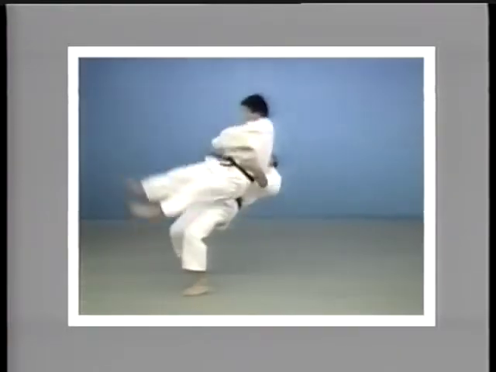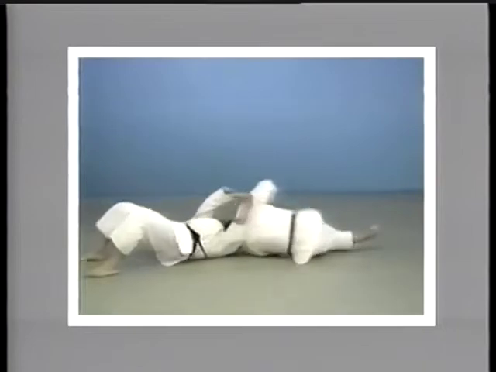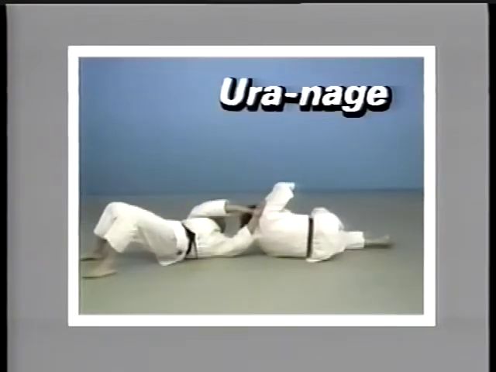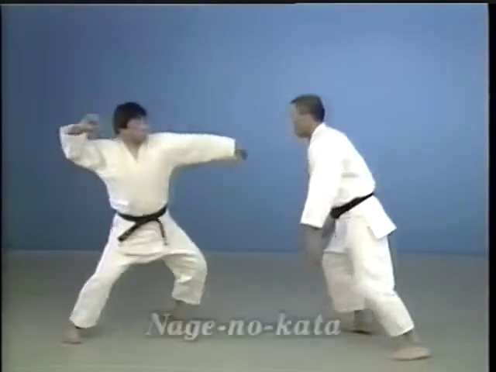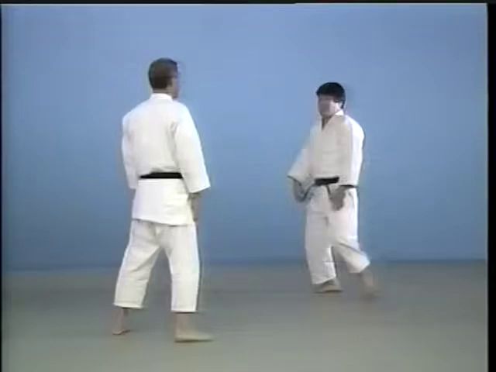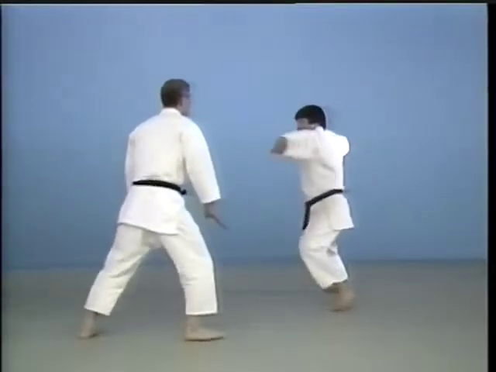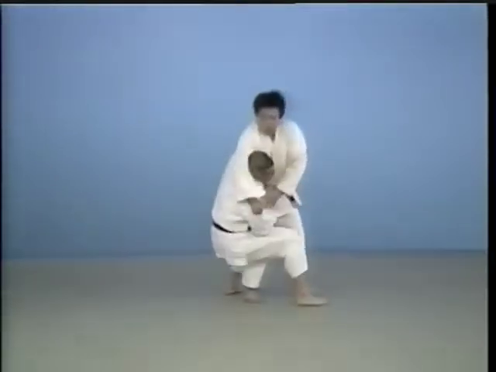Ura-nage. The principle behind this form is to use the force of your opponent as you dodge his striking motion and to throw him, lifting him up on your hip as you sacrifice yourself by falling backward.